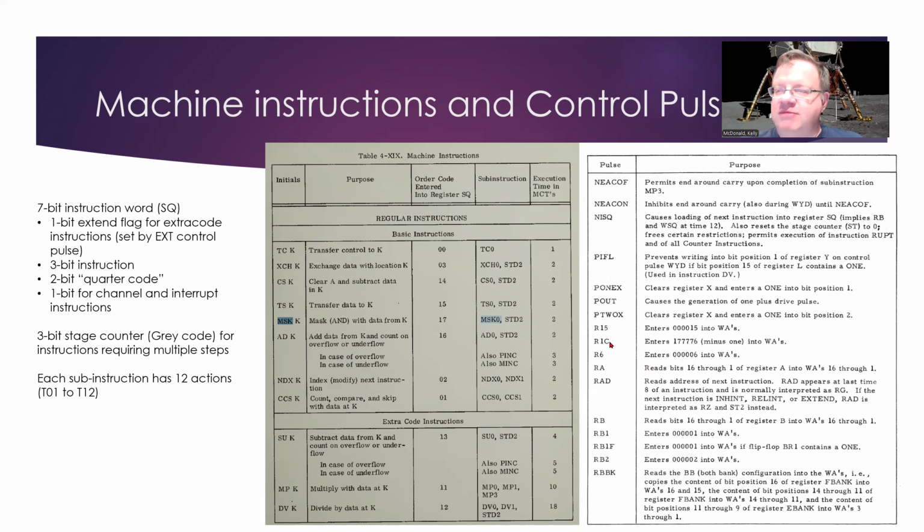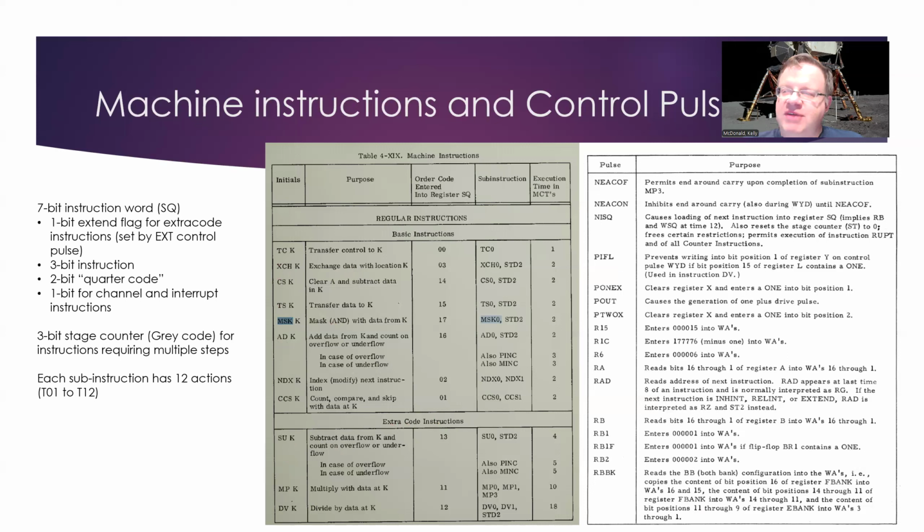Now, of course, when you program the computer, you're not programming individual control pulses. You're programming it using machine instructions. So here's a subset of the Apollo guidance computer machine instructions. They've got here, transfer control to K, exchange data with location K, clear and subtract data. They've got add. Here we've got what we call some extracode instructions where we can do subtractions, multiply, divide, and a bunch of others.